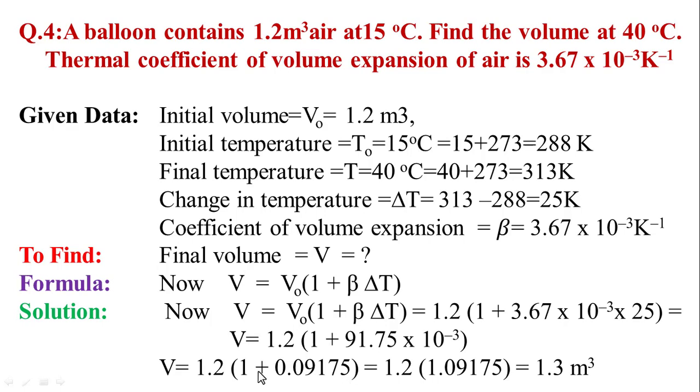So V is equal to 1.2 into 1 plus 0.09175. Then adding, 1 plus 0.09175 is equal to 1.09175, so V is equal to 1.2 into 1.09175. So 1.2 multiplied by 1.09175 is equal to 1.3 meter cube.